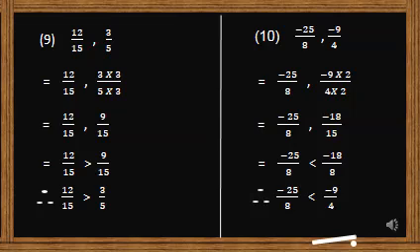Now we will see which one is greater and which one is smaller. Here by observing we can identify that 12 is greater than 9. Okay, 12 upon 15 is greater than 9 upon 15. Therefore we will write 12 upon 15 is greater than 3 upon 5. Why do we have to write 3 upon 5? Because in the question we were given 3 upon 5.